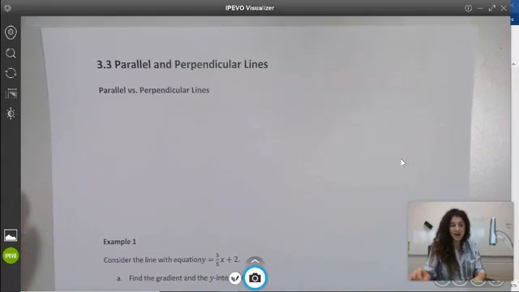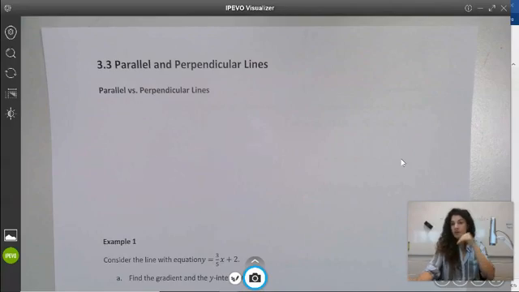Hello, 11th graders. So we're getting closer and closer to this thing called Voronoi diagrams. In order to be able to make a Voronoi diagram, which you are going to be required to make as well as to just understand, they deal a lot with perpendicular lines. So we just need to discuss parallel versus perpendicular lines.